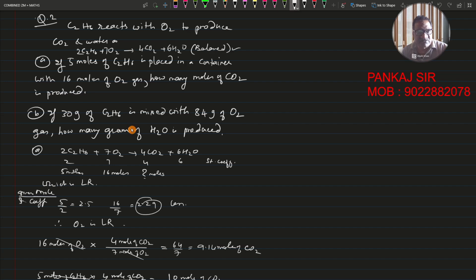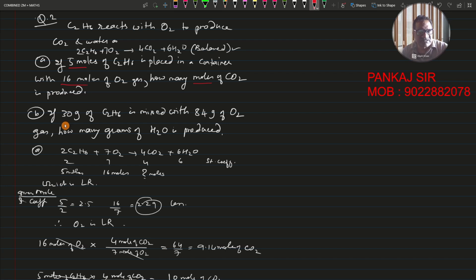Just pay attention to one thing. In the A part of the question, they are asking you everything in terms of moles. Reactants are given in terms of moles, and the product, that is the CO2 which will be produced, that also they have asked you in moles. So you can see very clearly that in the A part, the reactant and the product are to be dealt with in moles.